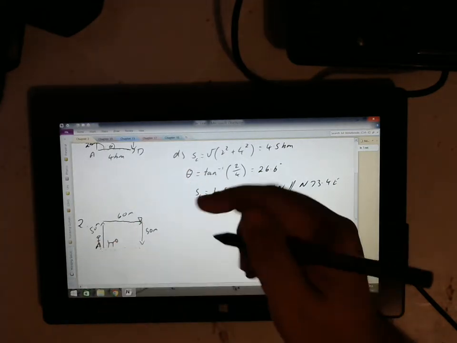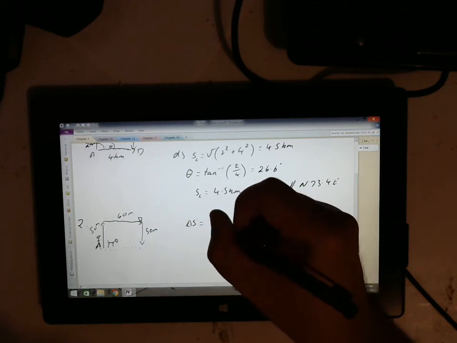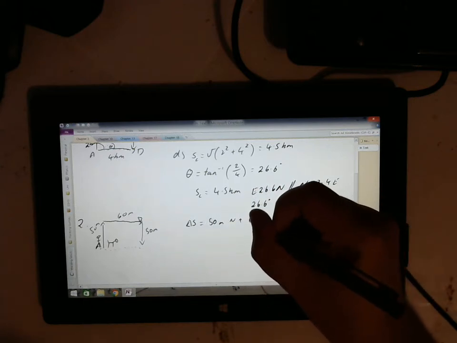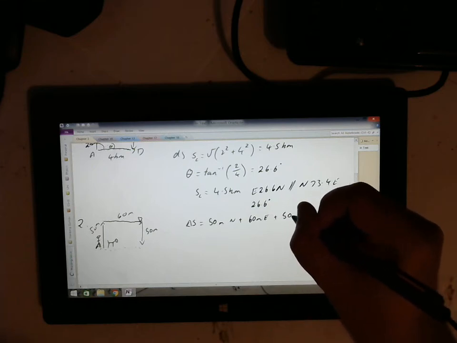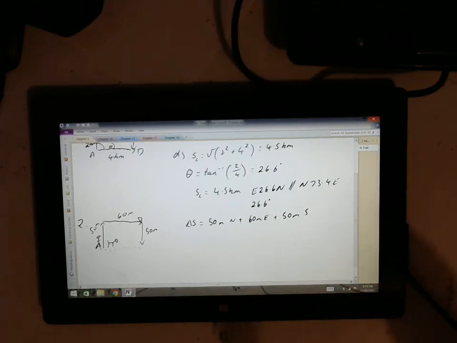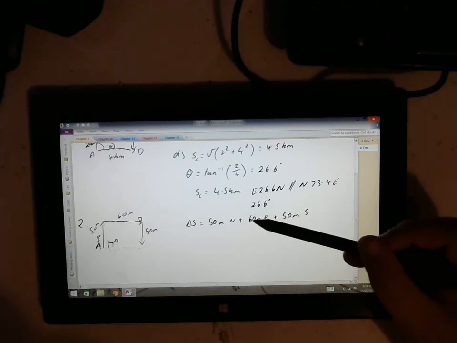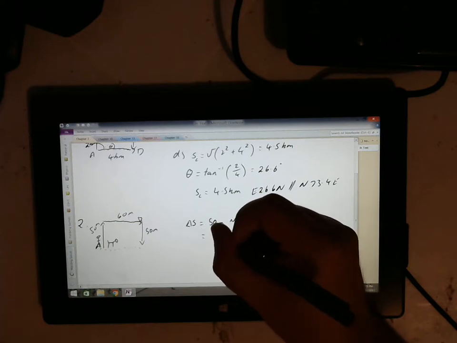However, let's work it out mathematically. So the displacement, or the change of displacement, will equal the 50 meters north plus 60 meters east plus 50 meters south. All I'm doing is I'm adding together all these vectors. Now, if we look at here, the north and south is opposing, and 50 meters south is the same thing as negative 50 meters north.